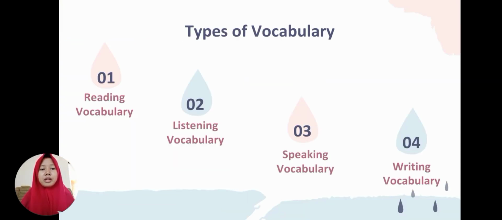Types of vocabulary. The first is reading vocabulary. A literate person's vocabulary is all the words they can recognize when reading. This is generally the largest type of vocabulary simply because a reader tends to be exposed to more words by reading than by listening. The second is listening vocabulary.